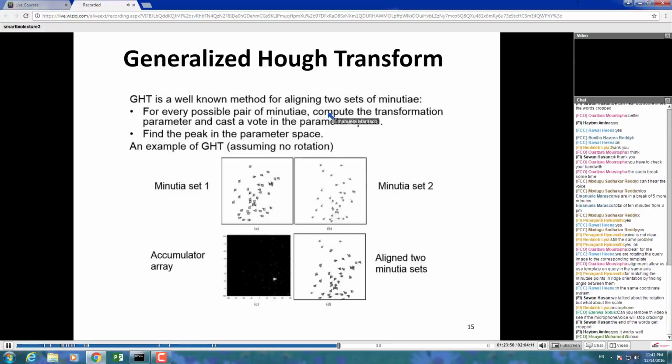Here we have minutia set number 1 and minutia set number 2. We will use an accumulator array to determine the parameters, and then the result will be that we have the minutia sets in an aligned way.